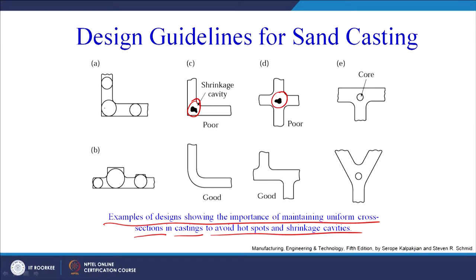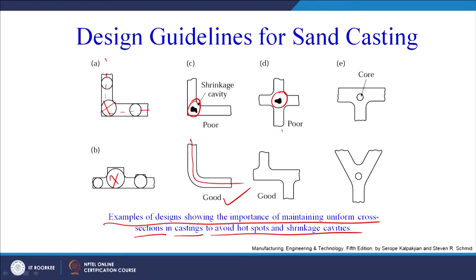So here we can see large volume of part is there, so usually we try to maintain a uniform cross section. So this is a good design where we are able to maintain a uniform cross section, so we can avoid the shrinkage cavity. Here also there are chances of formation of shrinkage cavity, so we can avoid these type of shrinkage cavities by maintaining a uniform cross section or by modifying the design also.